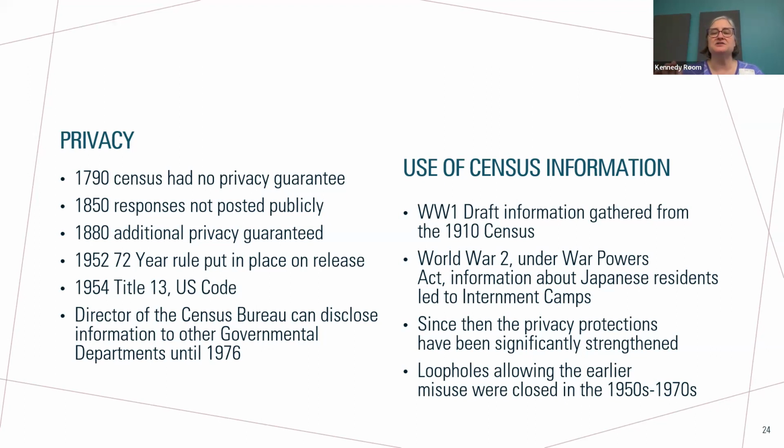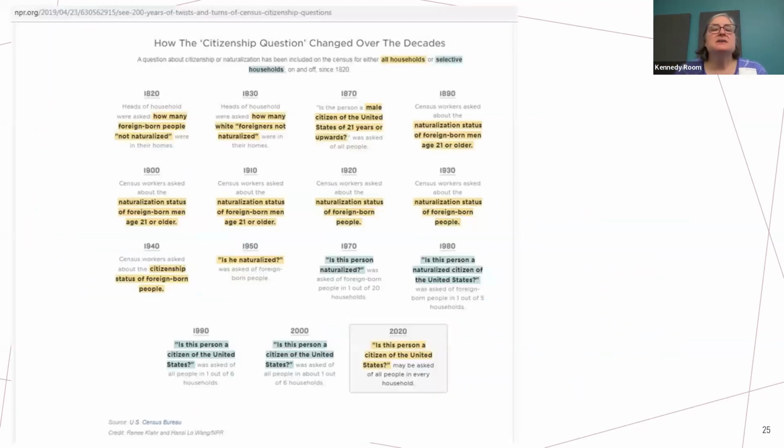It's not for genealogy use. It is literally for your own record information. So how did the citizenship question change over the decades? This was a big deal in 2020 because they wanted to have a citizenship question, and a lot of people didn't like that idea.